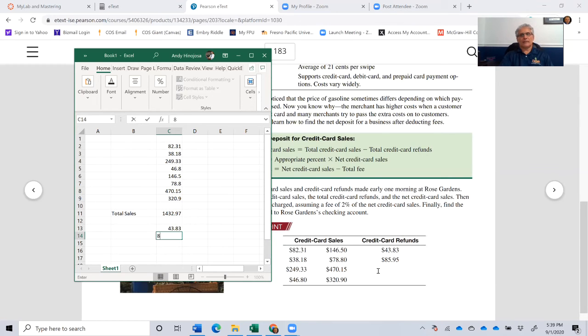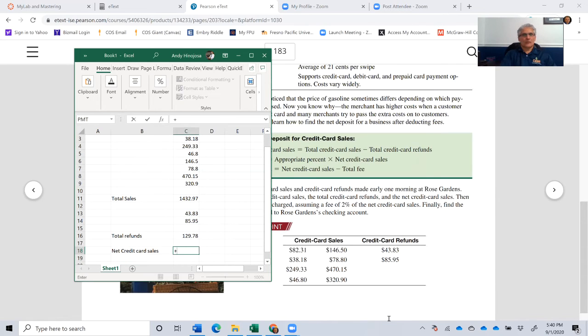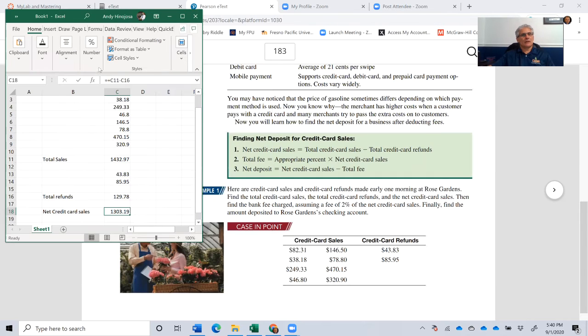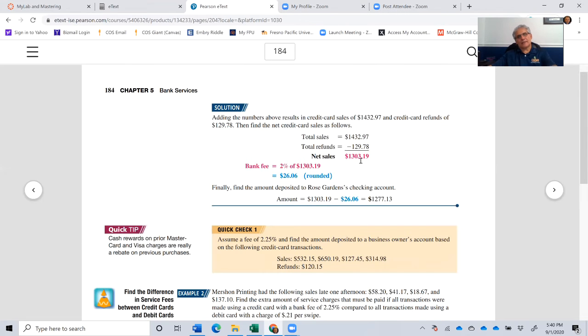Now we did have some refunds, so let's add those up: 43.83 and 85.95. And the total we have here is $129.78. So that's the total refunds. And to get our net credit card sales, we're going to take the total sales and subtract from that the total refunds. So according to my computations, our net credit card sales is 1303.19.